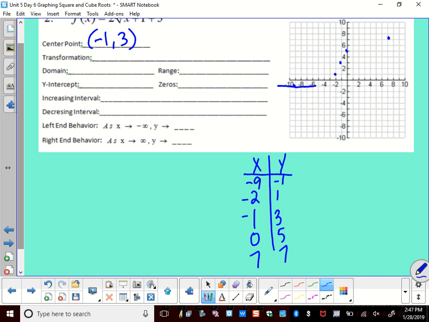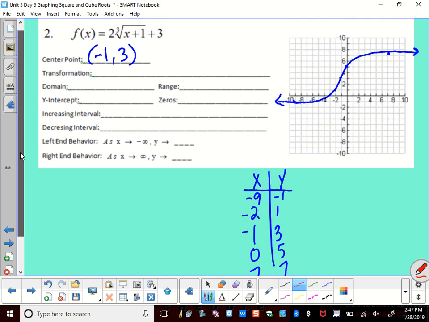I'm going to try my best to connect these dots. Alright, my transformations, I have 3 of them. What are my transformations here? Stretch. We're going to stretch 2, okay? The +1 tells me to do what? Left 1. Left 1, up 3. Up 3, good.